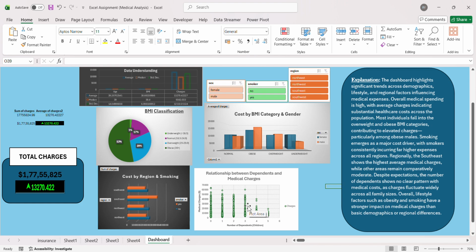Despite expectations, the number of dependents shows no clear pattern with medical cost, as charges fluctuate widely across all family sizes from 0 to 6. Overall, lifestyle factors such as obesity and smoking have a stronger impact on medical charges than basic demographic or regional differences. This is the overview of total charges: here is the sum of charges, and here we have the average of charges. Thank you, and I appreciate your efforts and engagement.